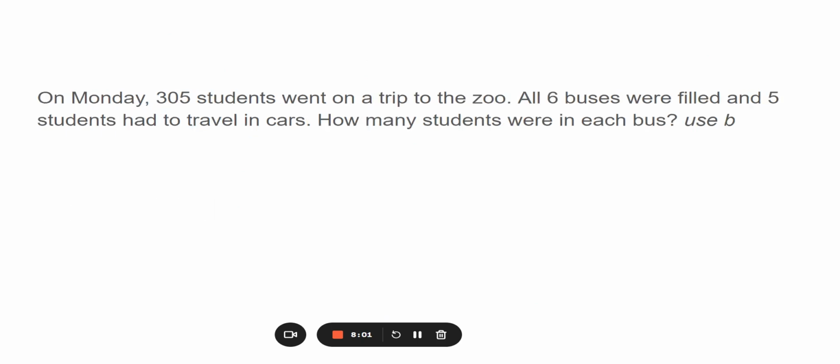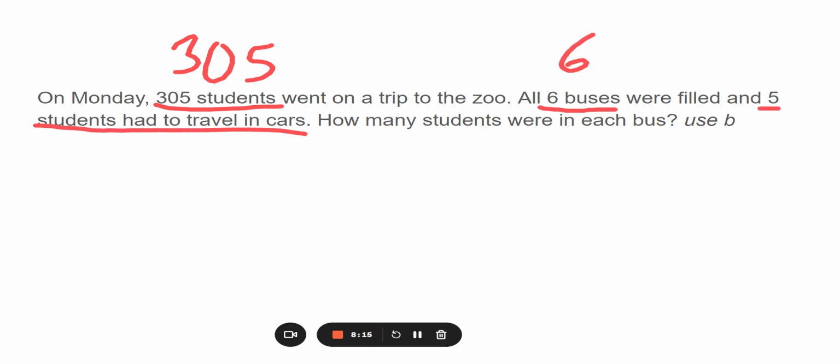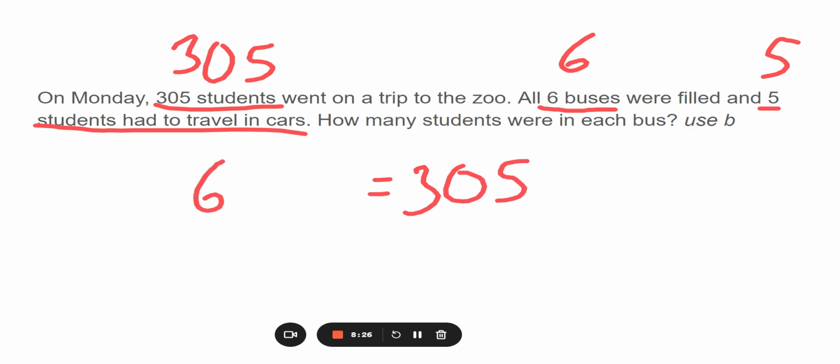All right. Next up, on Monday, 305 students went on a trip to the zoo. All 6 buses were filled and 5 students had to travel in cars. How many students were in each bus? Okay. So I'm going to put that it equals 305 because 305 is the total amount of students. 6 buses, I'm going to put 6b to represent the buses, right? 6 buses filled with students plus the 5 students who had to drive separately, who were in cars, should equal 305 students. So now we can solve this.